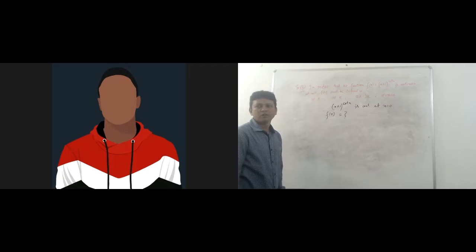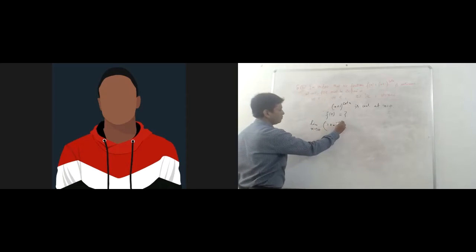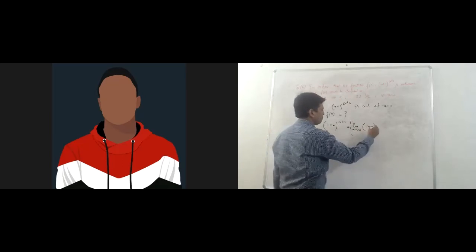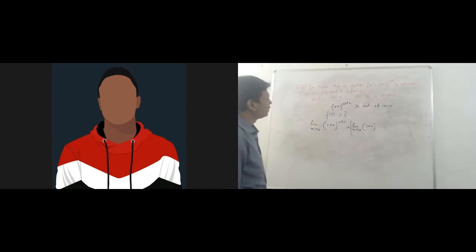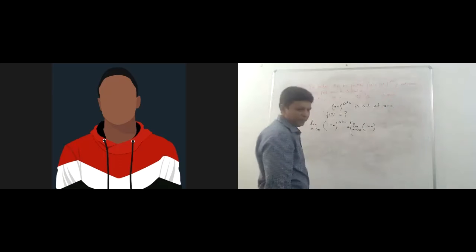What is cot 0? Infinity. So this is 1 to the power infinity form. Sir, option B, option number 2. The answer will be e, Euler's number. Right.